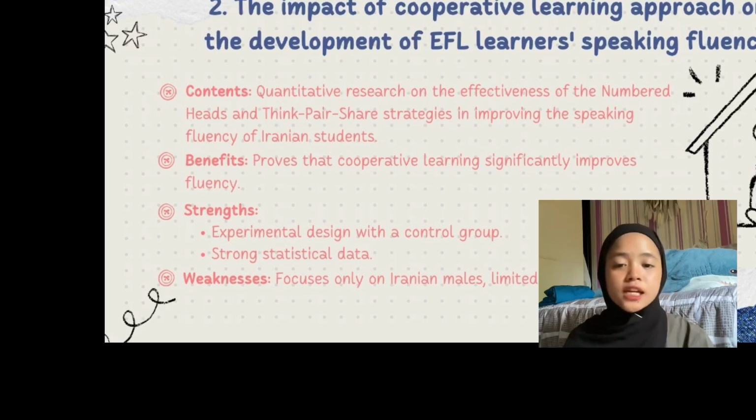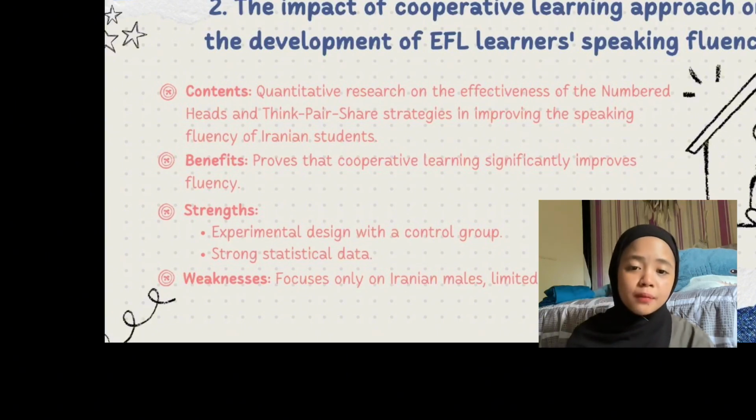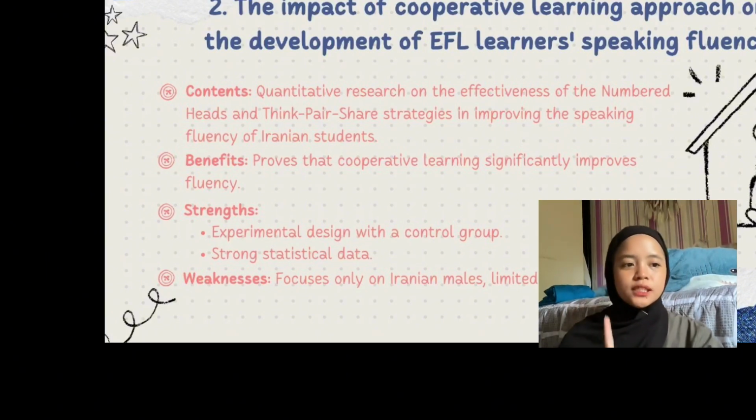However, there is a weakness. The weakness is that it focuses only on fluency. Actually there are so many aspects of speaking ability for the students. Like the previous article, it talks about the students' accuracy. But this article only focuses on fluency, and does not cover the other aspects of speaking ability such as accuracy, as the previous article did. Okay, so let's move to the next slide.